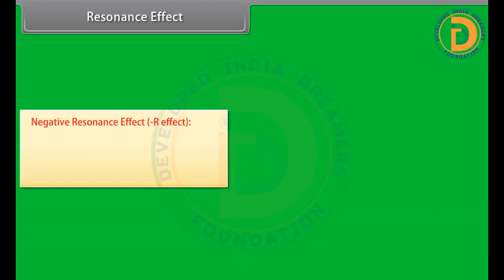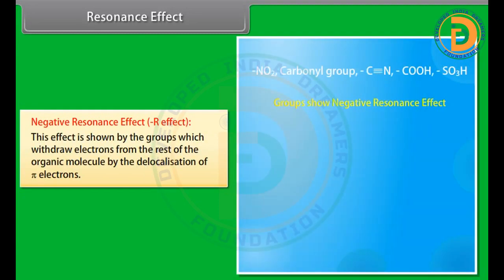Negative resonance effect, negative R effect. This effect is shown by the groups which withdraw electrons from the rest of the organic molecule by delocalization of pi electrons, for example, nitrobenzene.